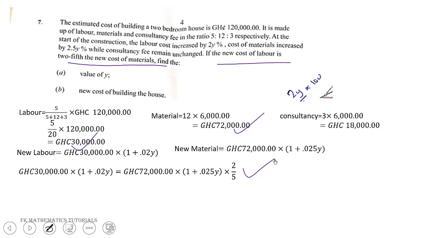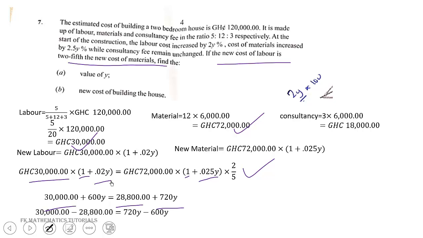Now 2/5 of 72,000 will be 28,800. So 28,800 times 0.05y will be 720. And 28,800 times 1 will be 28,800. Now 30,000 times 1 will give you 30,000. 30,000 times 0.02y will give you 600y. So grouping like terms, we have 1,200 is equal to 120y. Dividing through by 120, we get y equal 10. So the value of y is 10. y is equal to 10.